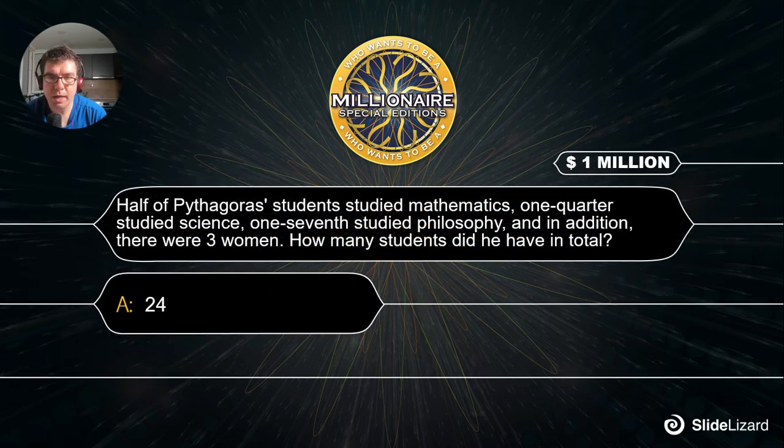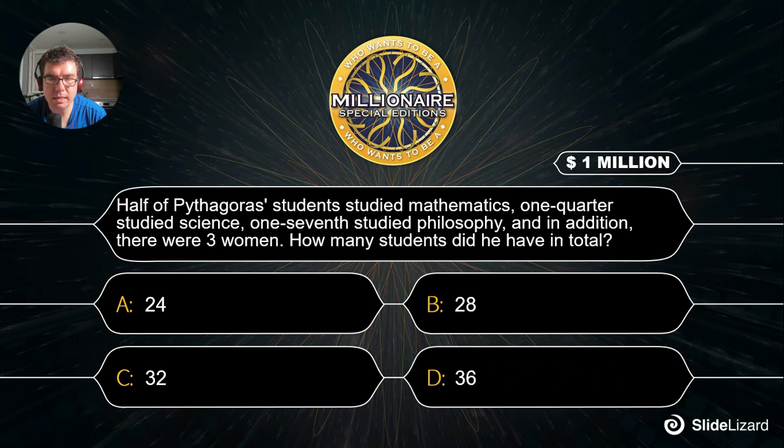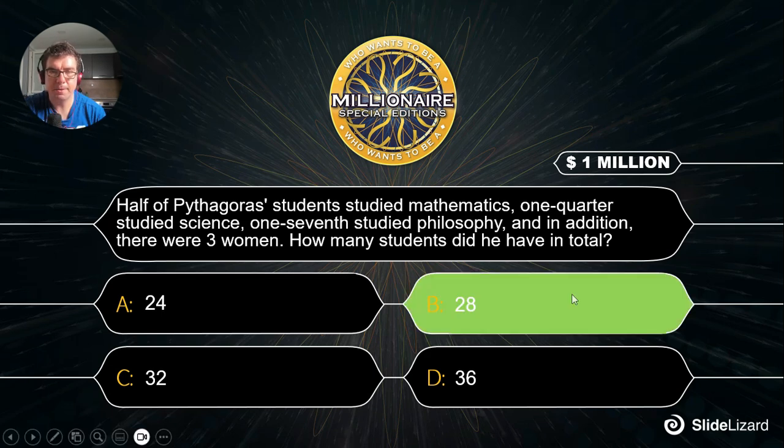Last problem. Half of Pythagoras' students studied mathematics, 1/4 studied science, 1/7 studied philosophy, and in addition there were 3 women. How many students did he have in total? Was it 24, 28, 32 or 36? 5 seconds. And the answer is B, 28, right? Let's work it out.